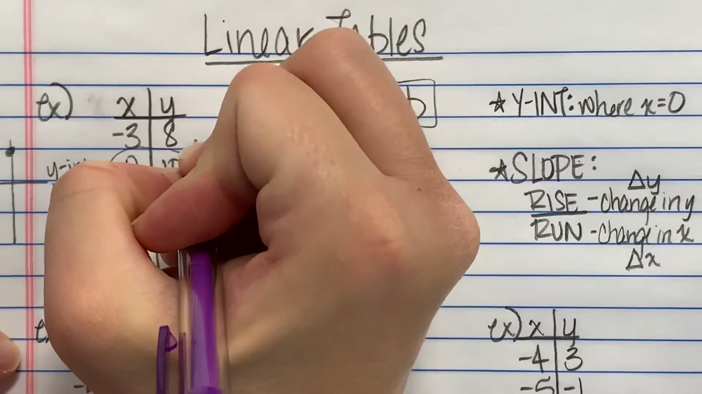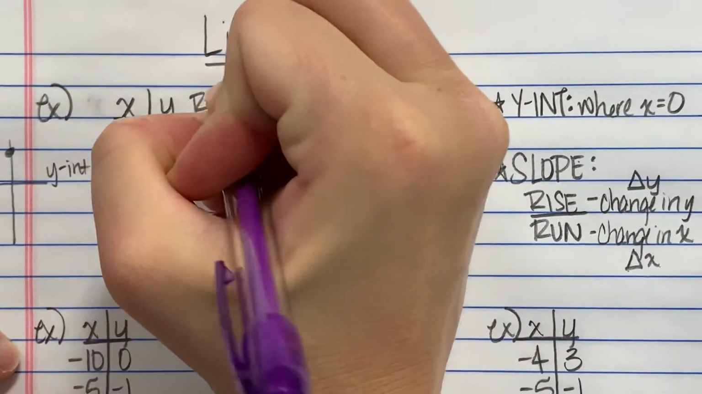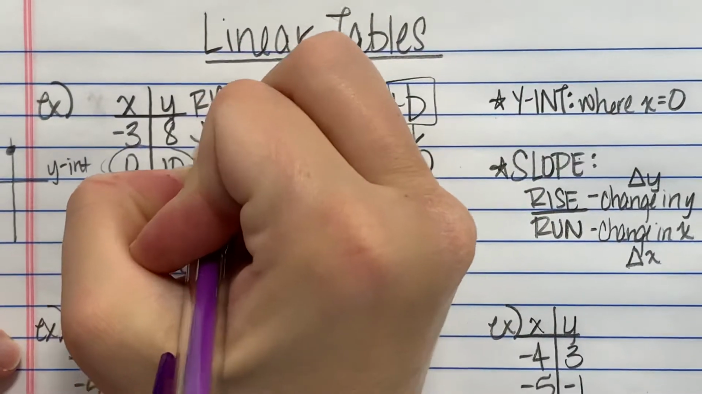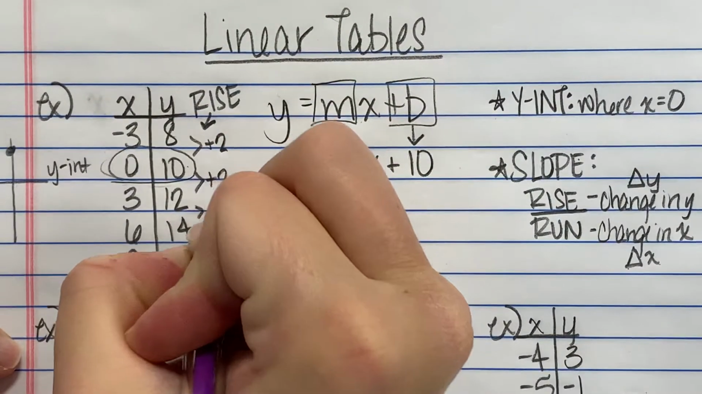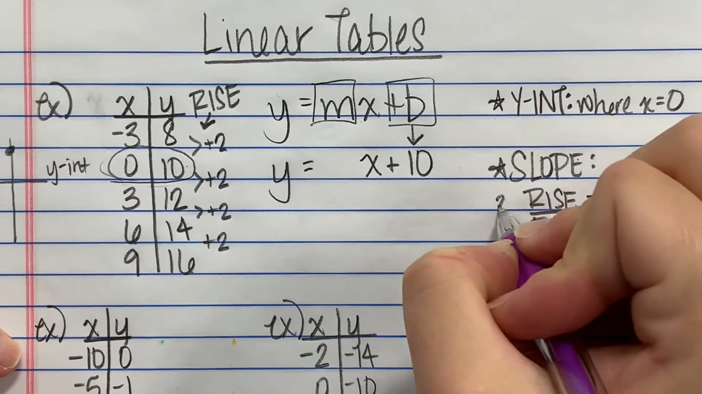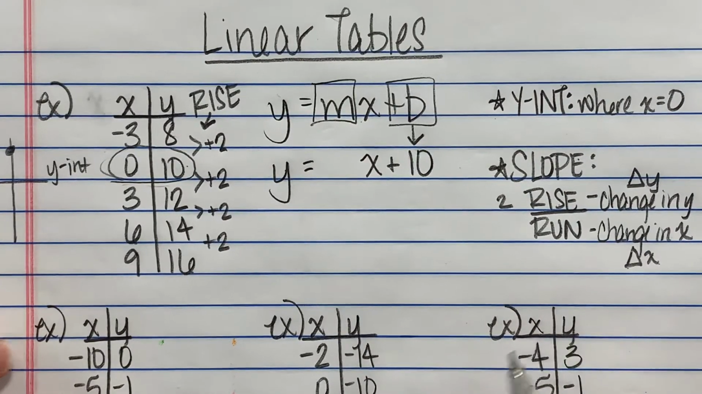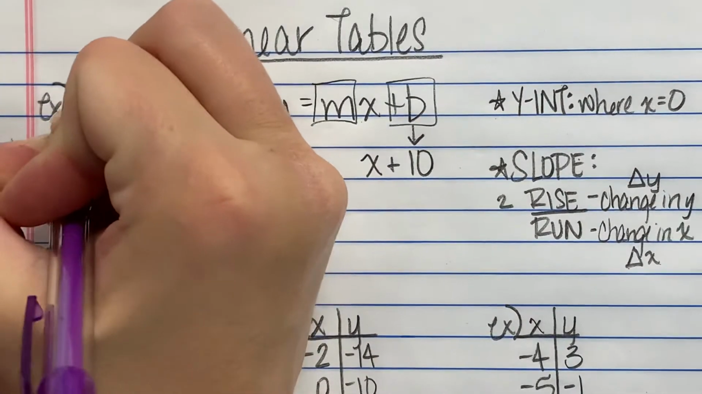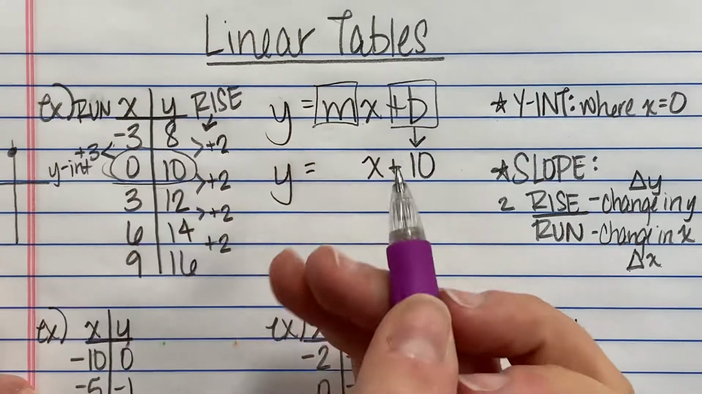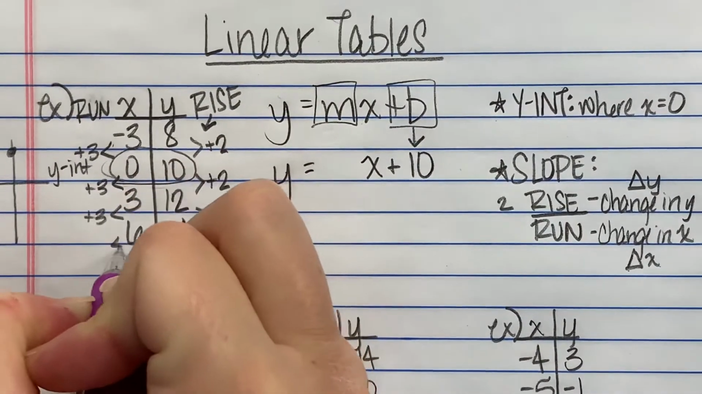So my rise is going to be how much my y's are changing, okay? That's where I'm going to get the rise from. So let's see, it's going up 2, and then it's going up 2, and up 2, and up 2. So my rise for this problem is 2. My run is how much my x's are changing every time. So let's see, my run over here on the x side is up 3, from -3 to 0 is rising 3, then it goes up 3, then up 3, then up 3.